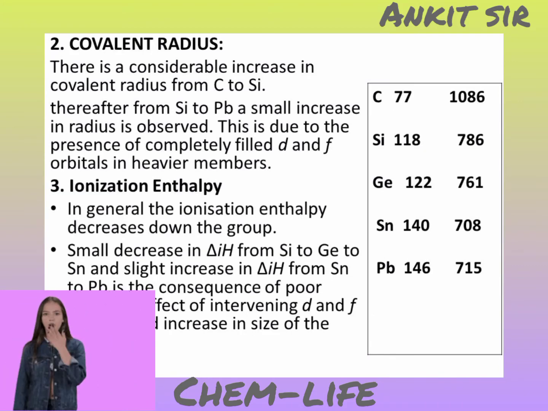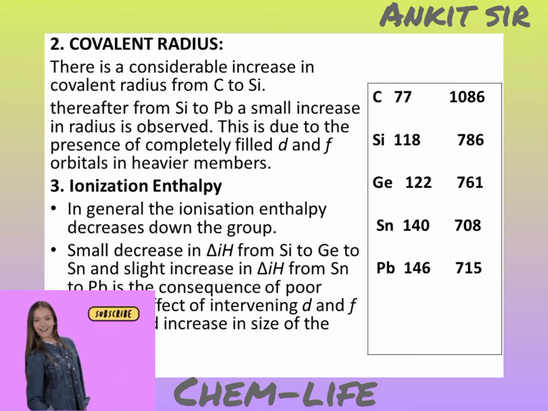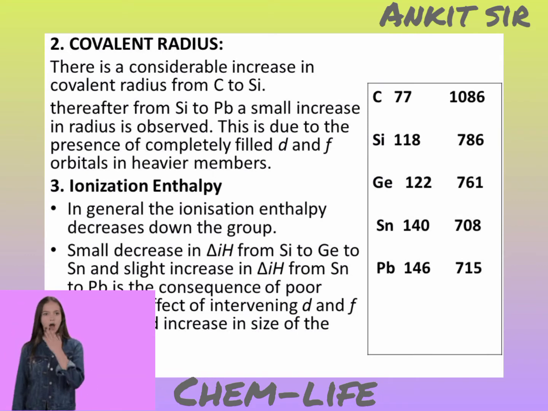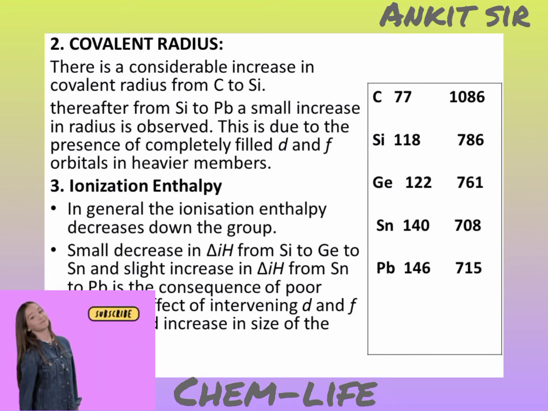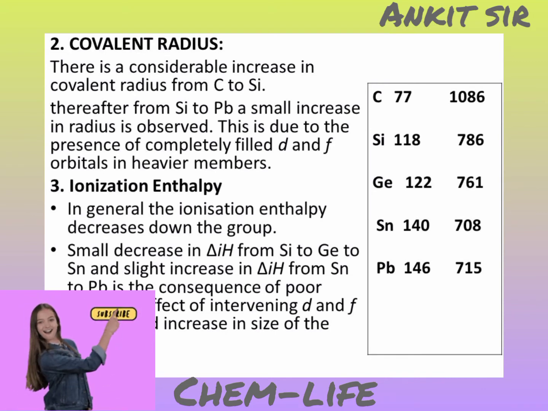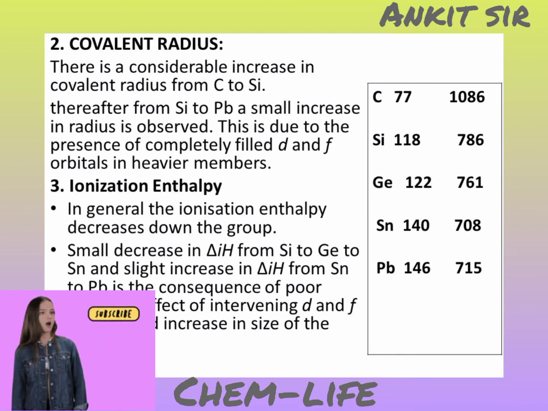Covalent radius. There is a considerable increase in the covalent radius from carbon to silicon, 77 to 118 picometres. After that, from silicon to lead, only a small increase in radius is observed. This is due to the presence of completely filled d and f orbitals in the heavier members.